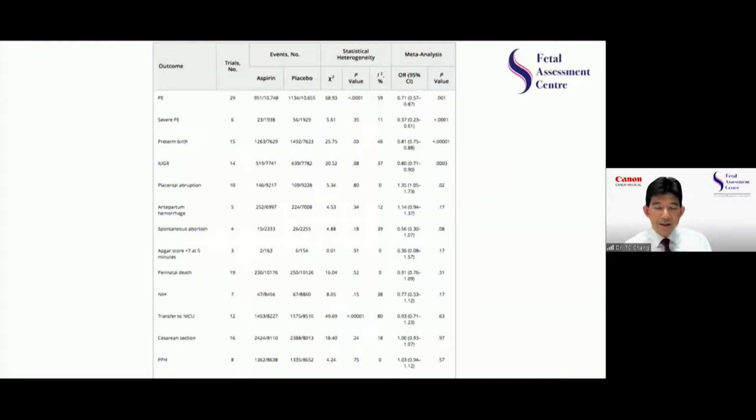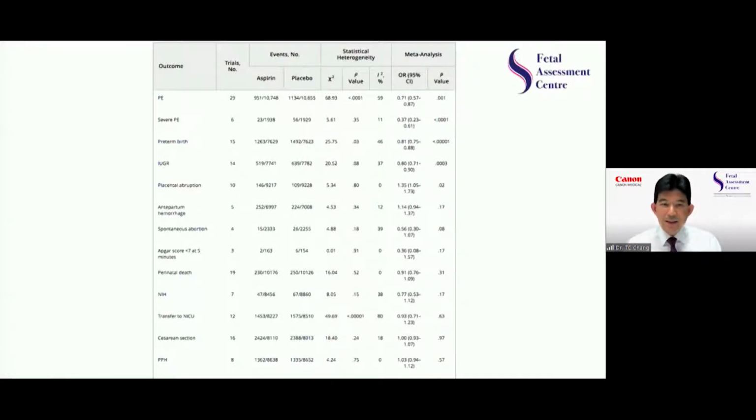And this is a summary meta-analysis of the studies that have looked at the possibility of aspirin, baby aspirin, low-dose aspirin, in preventing growth restriction. You will see from this particular slide that when you look at growth restriction, the use of low-dose aspirin can actually reduce the incidence of FGR or growth restriction by 20%.